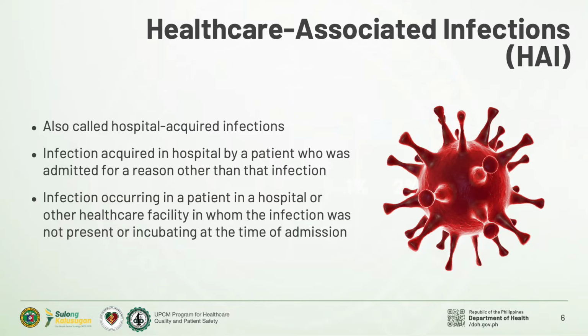HAIs are caused by bacteria, fungi, and viruses, and these may come from human or environmental sources. Human sources of infectious agents include patients themselves, other healthcare workers, and even visitors. Environmental sources include contaminated food, water, or medications such as IV fluids.